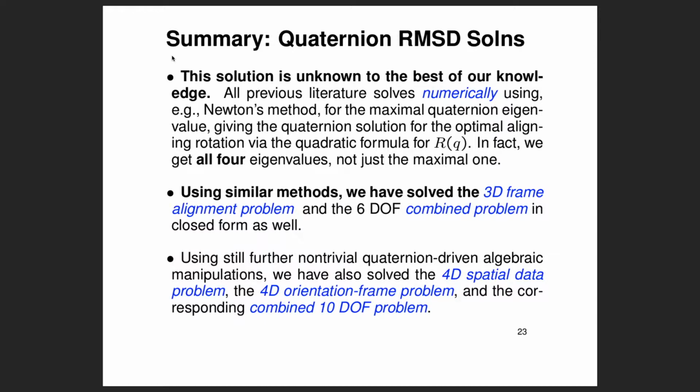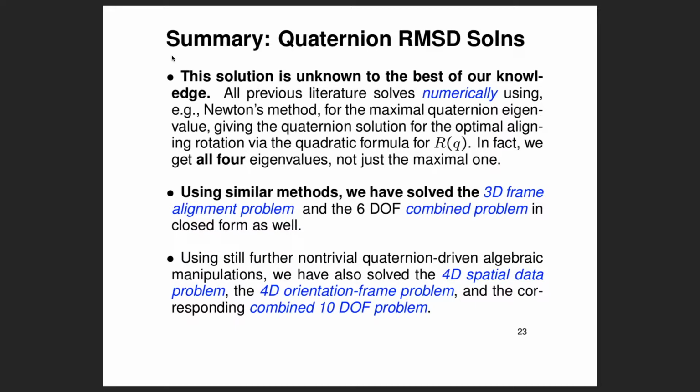So the solution I just showed you is unknown to the best of my knowledge. It might be there in the 19th century literature. I haven't seen it. All the previous 20th century literature solves these numerically using Newton's method for a single maximum quaternion eigenvalue, giving the quaternion solution for the optimal alignment of the RMSD problem.